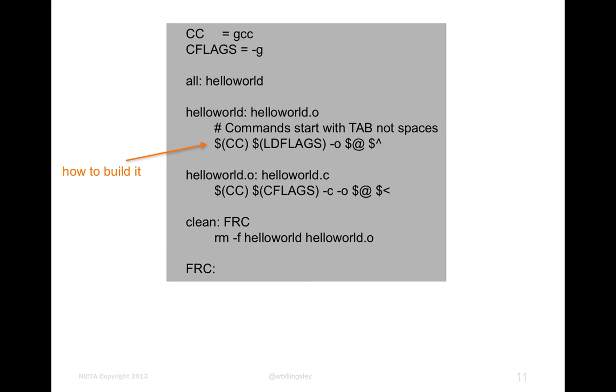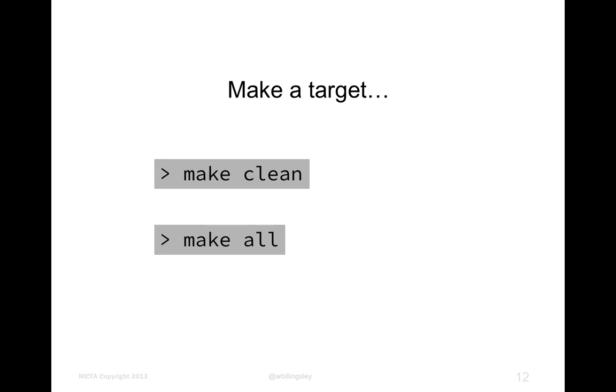So how do we invoke this? Well, what we say is we say make followed by a target. So make clean to remove all the generated outputs, or make all in order to run all of the targets, or at least that, you know, that top target called all, which would make hello world the executable and would cascade down and build everything.